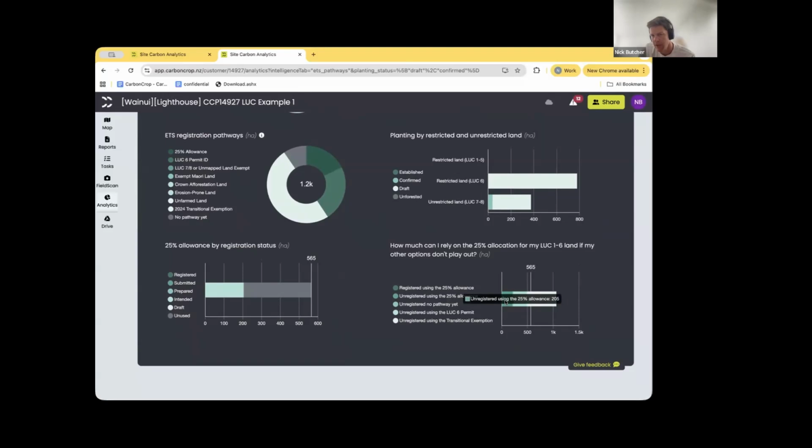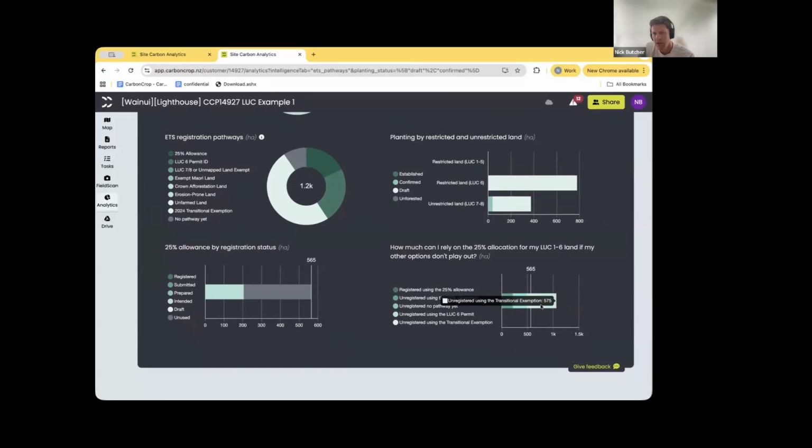Because there's the stuff that you're planning on using the 25% allowance for, but then there's also the stuff that you're planning on another pathway for, but that doesn't mean that that other pathway is going to work out. So in this case, we've got 15 hectares where the user hasn't designated any pathway yet, 267 hectares where they're planning on using the LUC6 ballot process and permit, and another 575 hectares where they're planning on using the transitional exemption. Now, the result of these is, as we were discussing before, the sort of 1,100 hectares total planned afforestation, but that's a lot more than your 565 allowance.